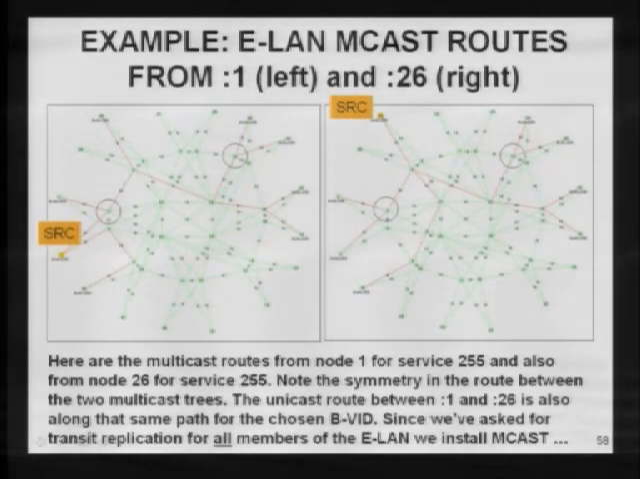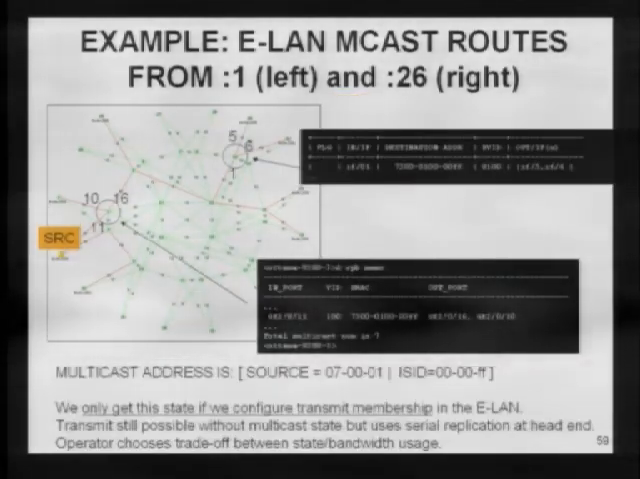So this particular service, some of the attachment points could be doing head end replication, some of them could be doing transit replication. In this model, they're all doing it. So this is what we're going to see.